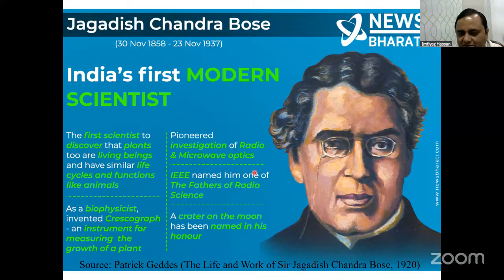He actually pioneered the investigation of radio and microwave optics and all those things. So he was a physics person, and his approach is the only way; biologists couldn't develop a method to measure plant growth. That's what. So it is not a new thing. The interdisciplinary approach is not a new thing. It is from older times, and from the beginning I'm highlighting those who became interdisciplinary. They were successful because of their interdisciplinary thinking.